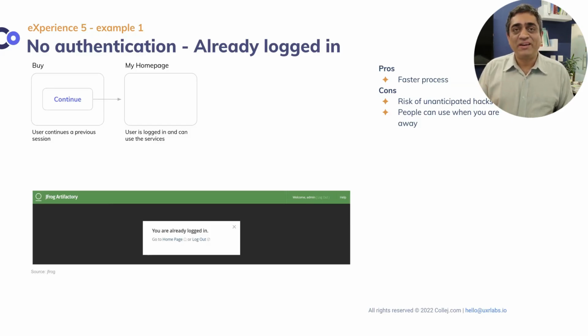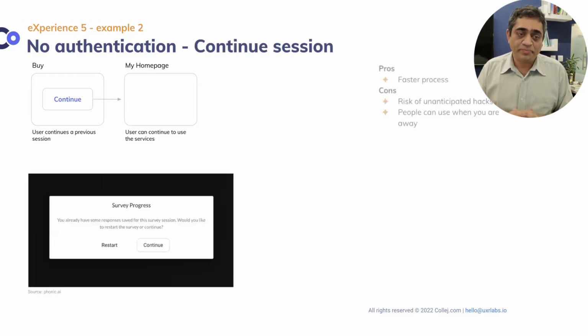So there's a risk of unanticipated hacks. The challenge is, somebody else might decide to log in and send a threatening email to your friends, or do something inappropriate with your account. So again, people could use your systems when you're not there, and that's a huge risk. But as long as the customers or the users don't really think about that problem, or they're not worried about it, then this is a solution that works for them. Let's go on to the next one.